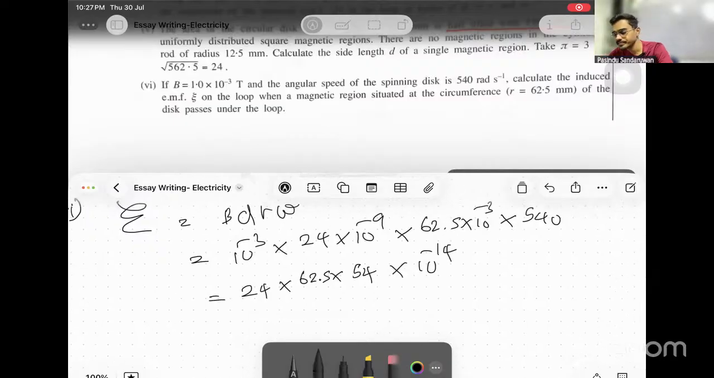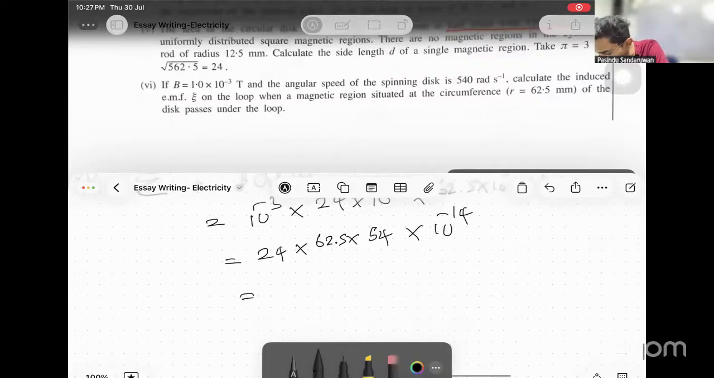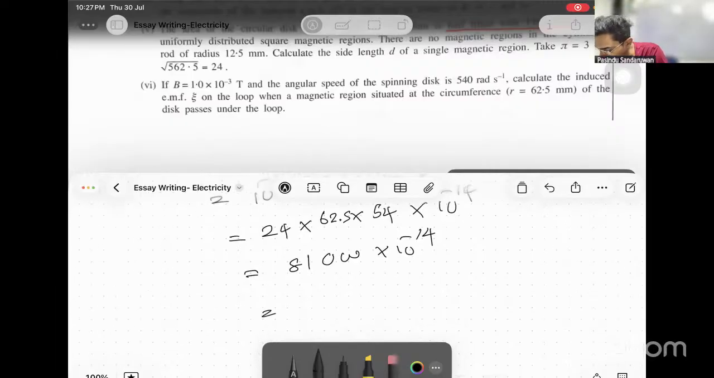Then this should be simplified, right? 24 times 54 times 62.5, that is 81,000. Then this is 81,000 times 10 to the power minus 14, right? Keep it in the simplest form. Then it can be written as 8.1 times 10 to the power minus 10 volts, right?